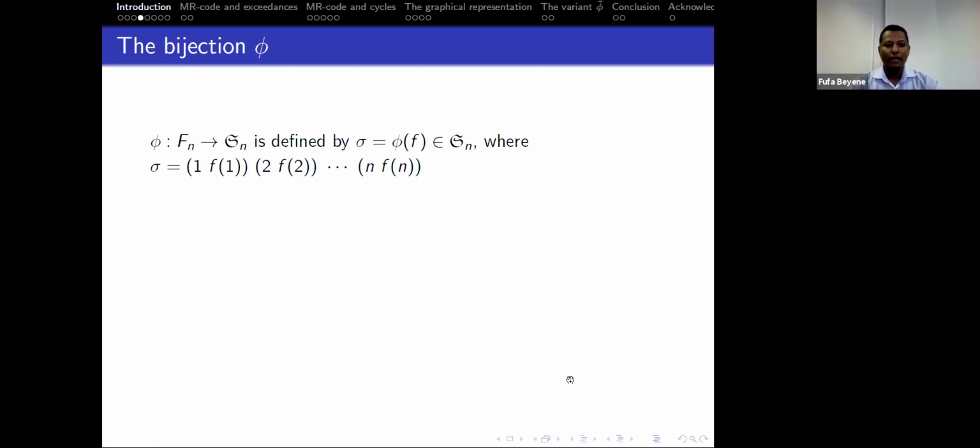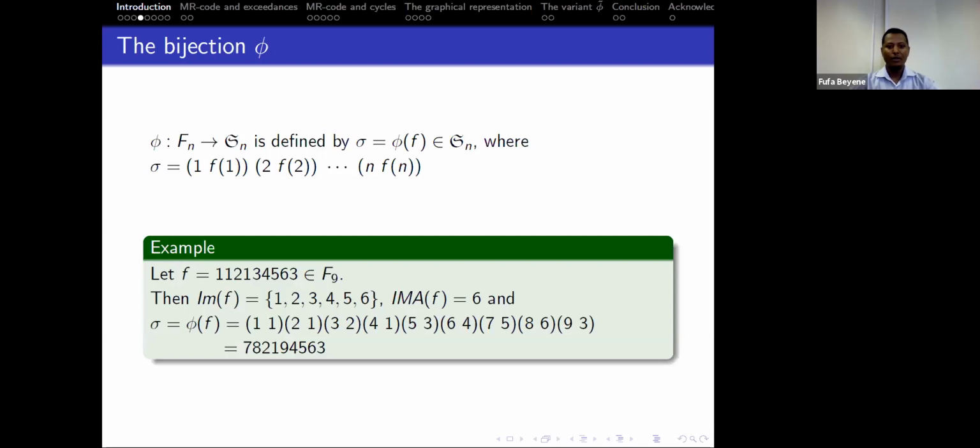This bijection phi is already introduced in the paper of Mantaci and Rakotondrajao. It is given by the mapping from the set of subexceedant functions into the symmetric group of permutations, defined by sigma, which is equal to phi of f, where phi of f, the permutation sigma corresponding to f, is defined by the product of these transpositions in this order from left to right.